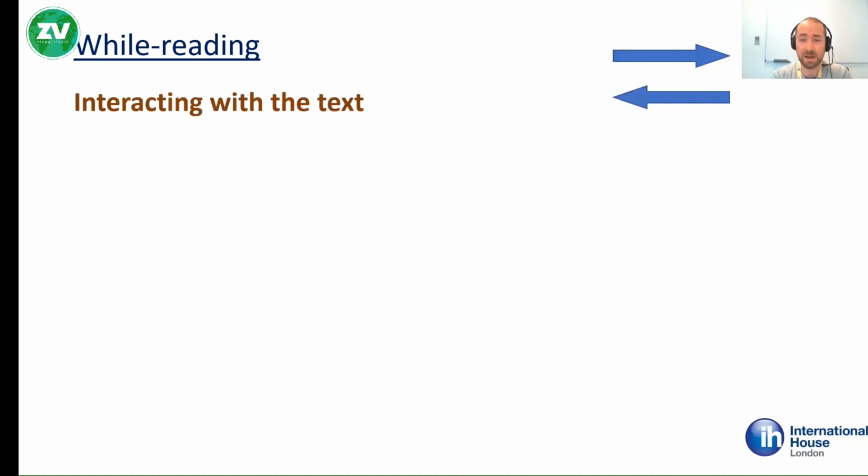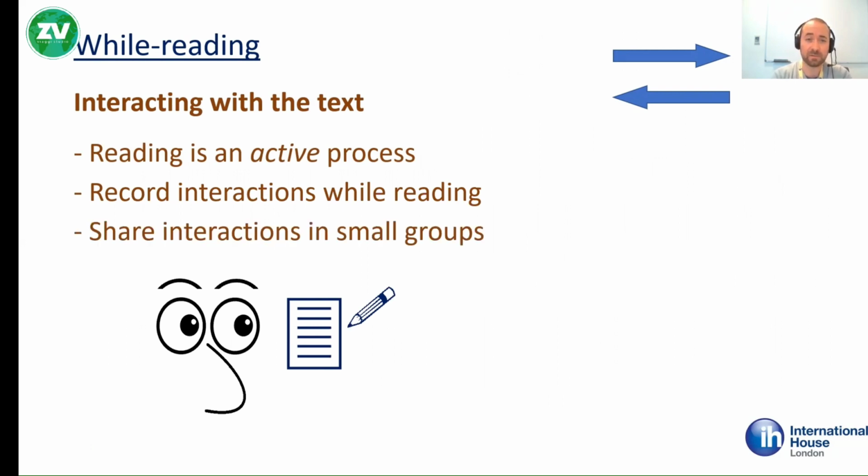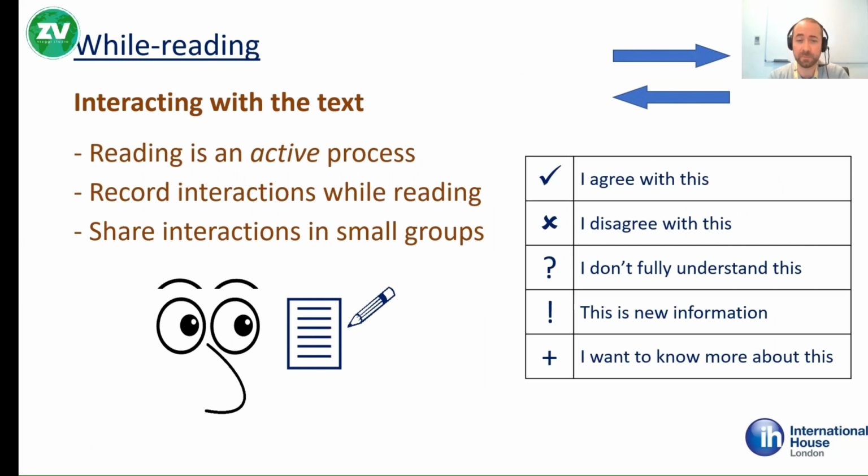One thing we can encourage the learners to do is to interact with the text. So reading is an active process. Learners can record interactions while reading, and they can share their interactions in small groups. For example, they can have a key where they mark a symbol to record how they feel or what their reaction is with some information in the text.